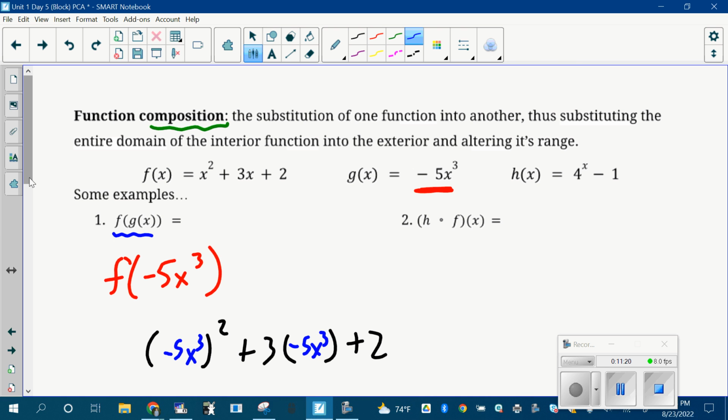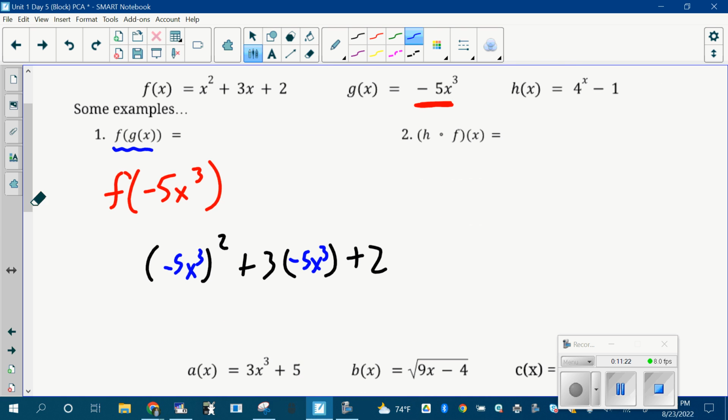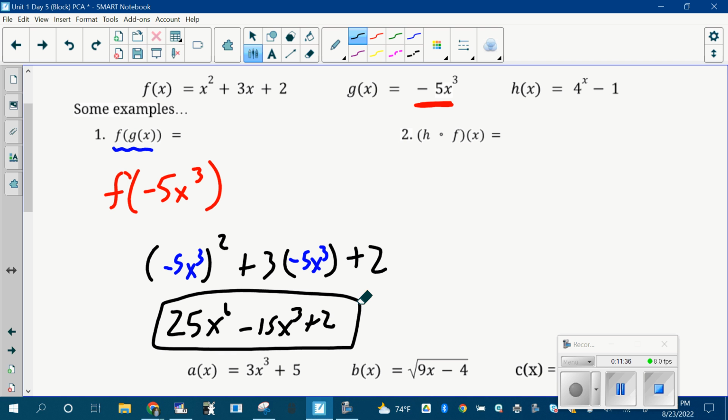And then I'm going to simplify. What's negative 5x cubed squared? 25. X cubed squared is x to the 6th. Minus 15x cubed plus 2. Cool. Composition. I took g and I put it in the place of x into f. I stuck g into f.